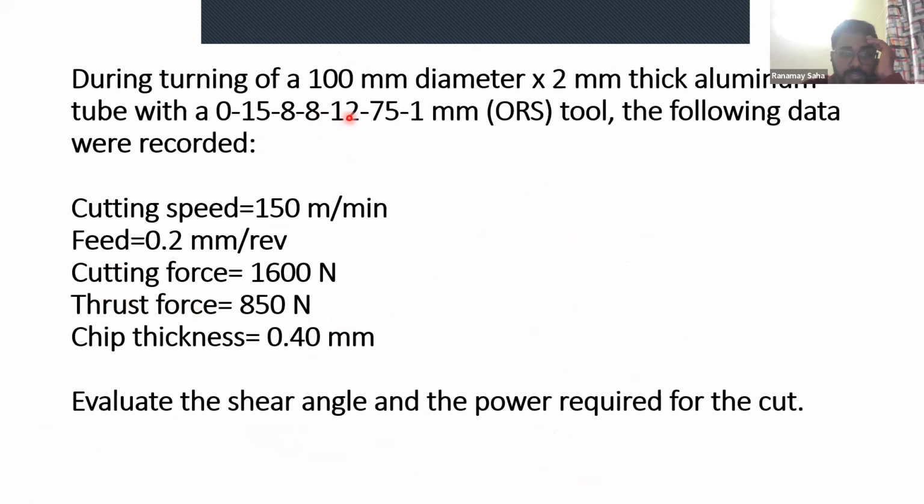It's a simple question. The tool geometry is given in the ORS system. These parameters have been given to you. The cutting speed is around 50 meters per minute, feed is 0.2, cutting force is 600 Newton, thrust force is 850 Newton. You know the difference between these two, I think, by now. And then chip thickness happens to be 0.4 mm. So you have to evaluate the shear angle and the power required for the cut. So give it a try.